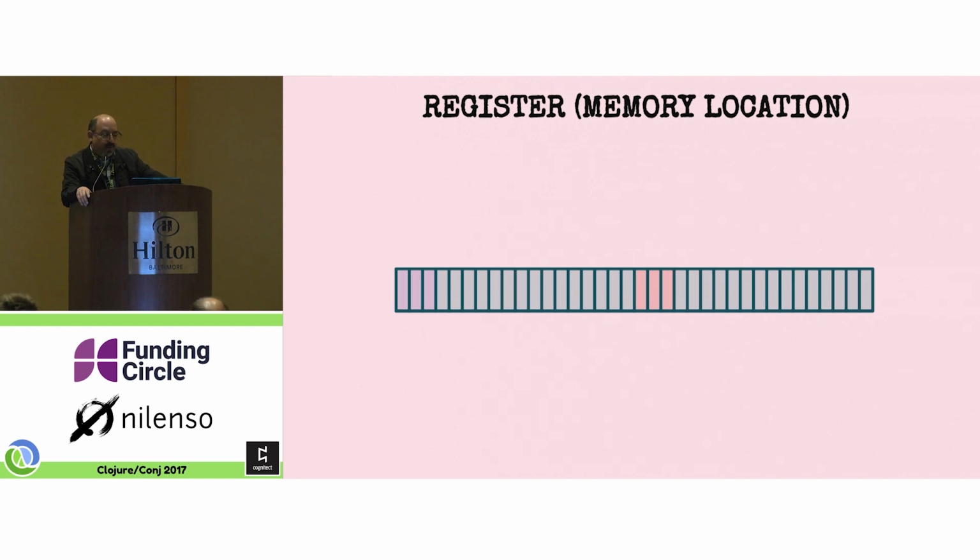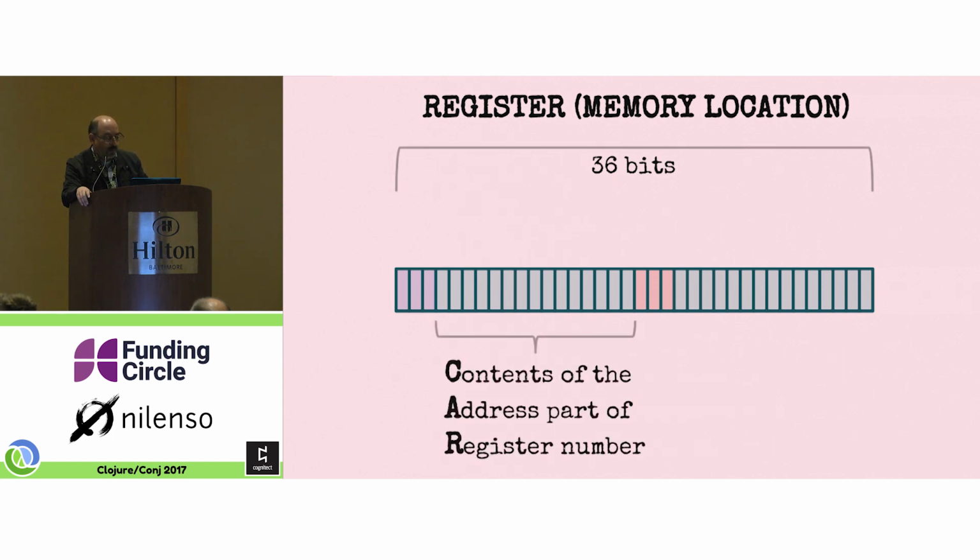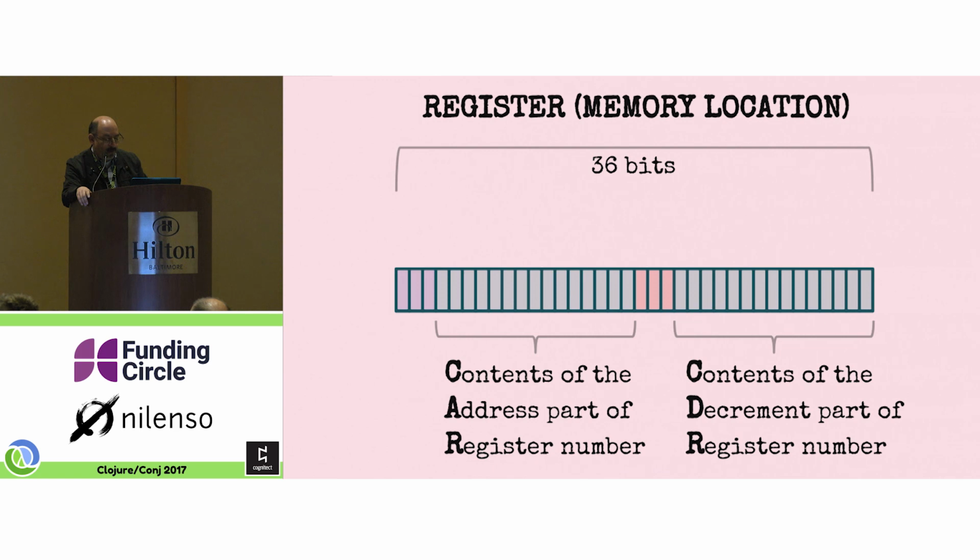Before we go to see the code of the interpreter, let's just mention how memory locations work in the 704, the IBM mainframe computer. A register at that time really meant a memory location, and it's basically what we would call a word right now. It was composed of 16 bits, 15 of which could be referred to as the contents of the address part of the register number, and the contents of the decrement part of the register number.